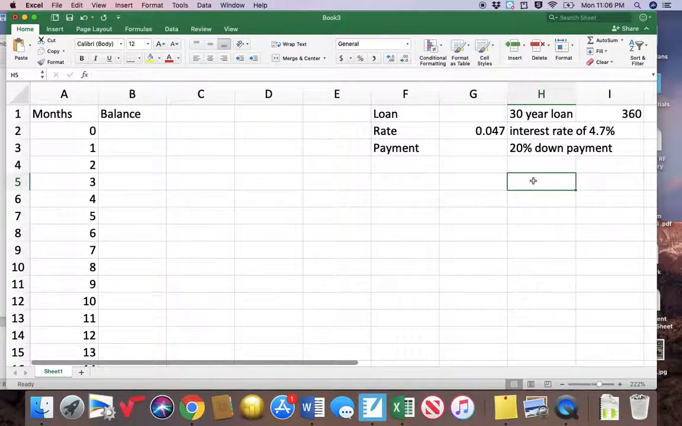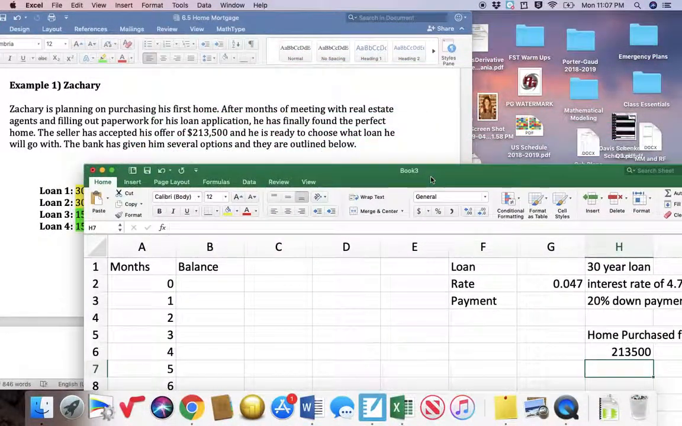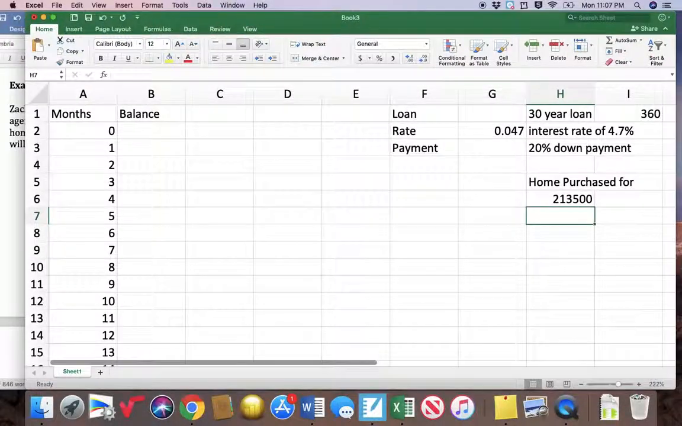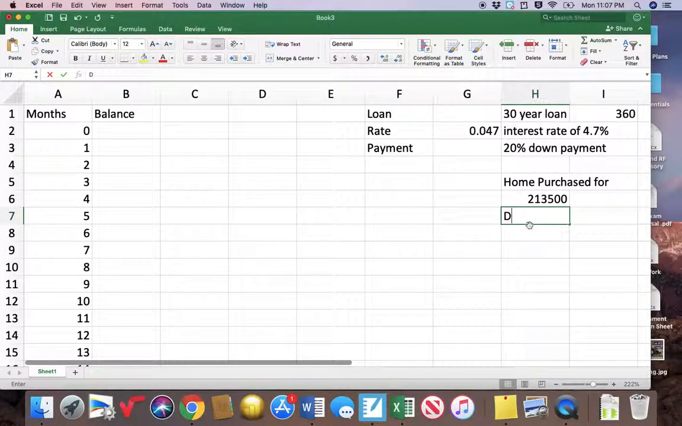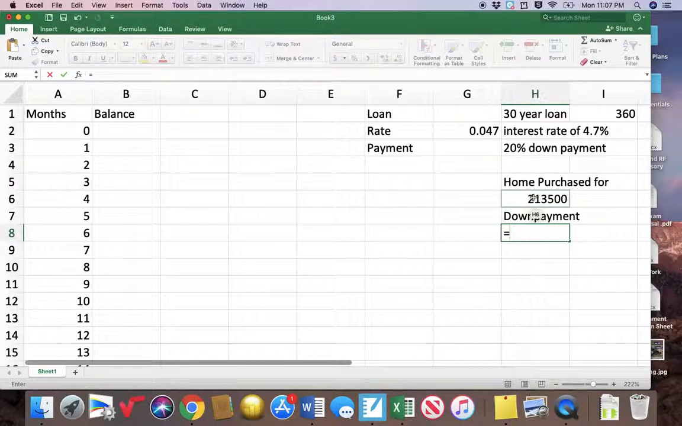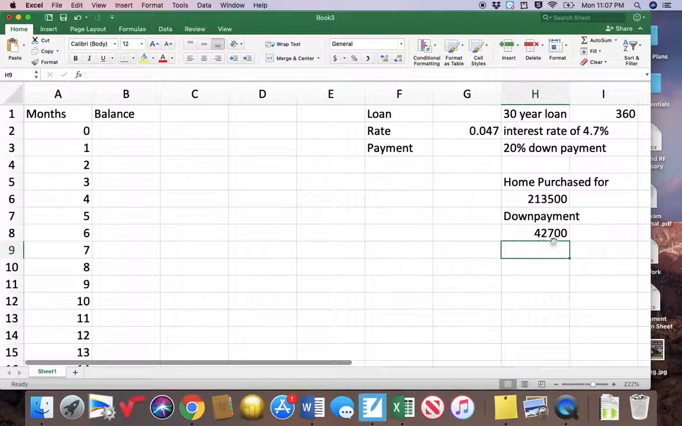So the amount that Zachary is going to purchase this home for, so I'm going to say home purchased for, it was $213,500. I'm pretty sure. I want to check that real quick. Yeah, $213,500. He is going to put a down payment down of 20% of that. So that's going to be equal to the value, or what he's purchasing the home for, times 0.20. So the down payment, that is a significant down payment, $42,700. It's a lot of money to save.